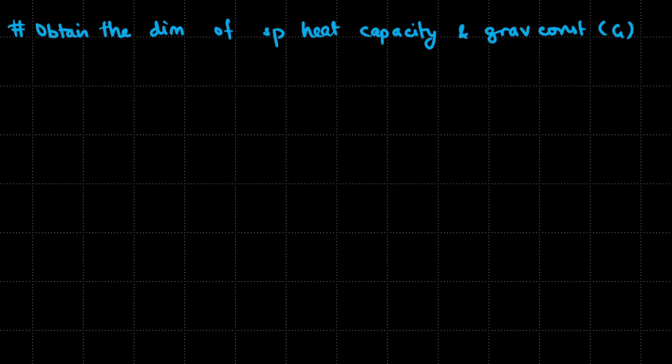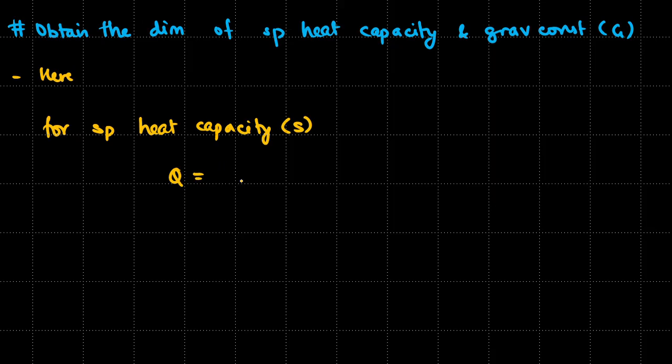So to solve this, first of all, let's solve it for specific heat capacity, which is represented by the symbol S. We know that, at least I know, you will know at a later date when we learn about this topic, that heat Q, the heat energy, is equal to the mass of the object, the specific heat capacity of the object, and the change in temperature.